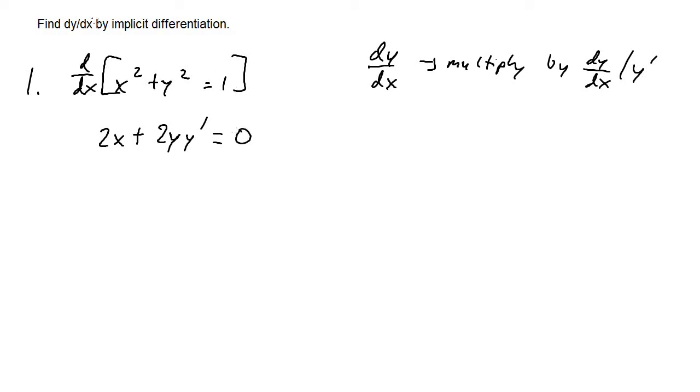So now we need to find dy dx or y prime. All we have to do is isolate y prime. So 2y prime equals, I'll subtract over the 2x, so we get negative 2x. Then I can divide by 2y, so y prime equals negative 2x over 2y. Realize that the 2's will cancel, and the final answer, y prime or dy dx, is equal to negative x over y.